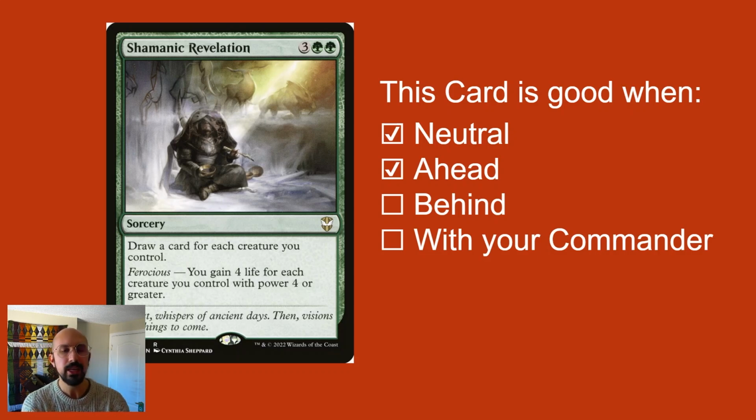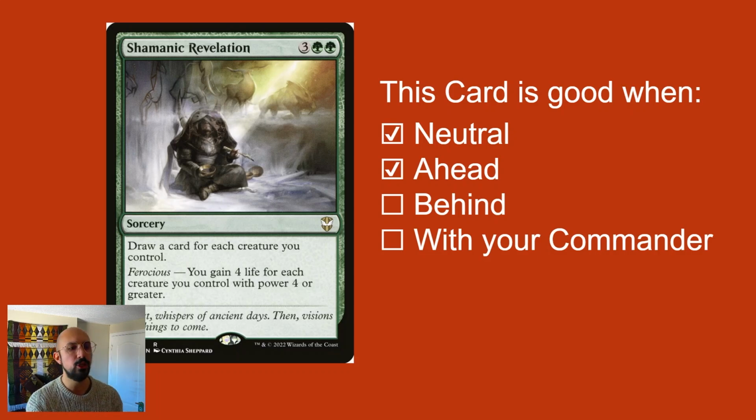Shamanic Revelation is phenomenal when you're ahead. In fact, it's almost win more when you're ahead, and we'll get back to win more in a second. But at neutral, Shamanic Revelation is a very, very good card. If everyone's in general parity, people are trying to figure out who's the threat, people are trying to set up combos or engines, Shamanic Revelation is just really, really good to draw you 4 to 5 cards to set up your next few turns, and maybe even more if you have more mana than that.